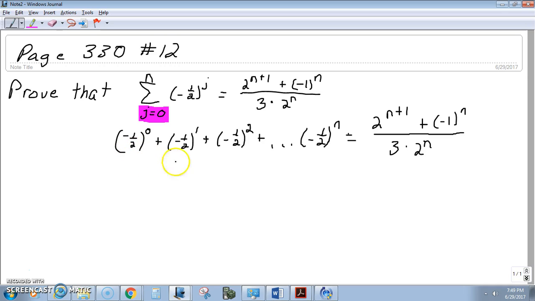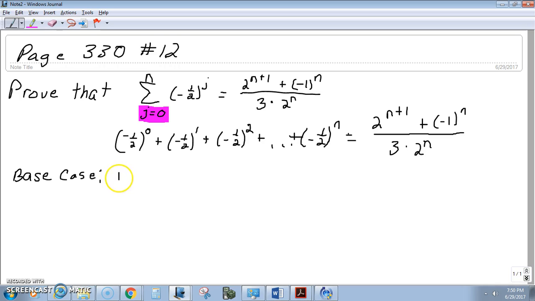So negative 1/2 to the 0 power plus negative 1/2 to the first power, dot, dot, dot, plus, should have put that there, negative 1/2 to the n is equal to 2 to the n plus 1 plus negative 1 to the n all over 3 times 2 to the n power. So I'm going to have a base case that I'm going to prove that this works for because we're doing induction.